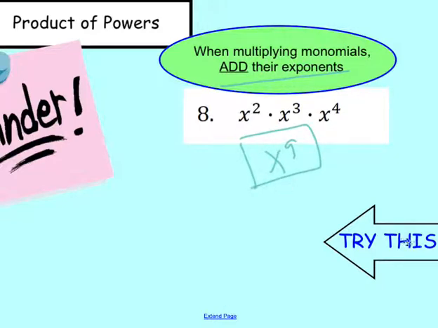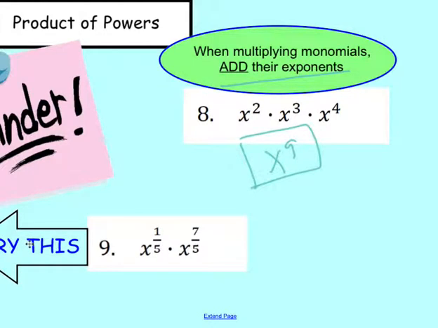Example 9. We would have x to the 1/5 times x to the 7/5. So I would add those. When the denominators are the same, I would just take 1 plus 7, which gives me x to the 8 over 5, and I cannot simplify that at all, so it's x to the 8/5.